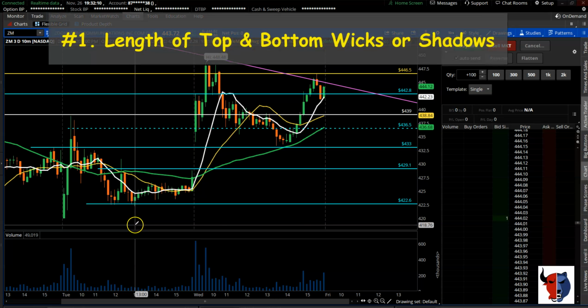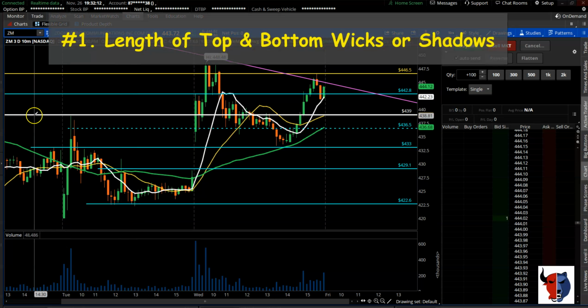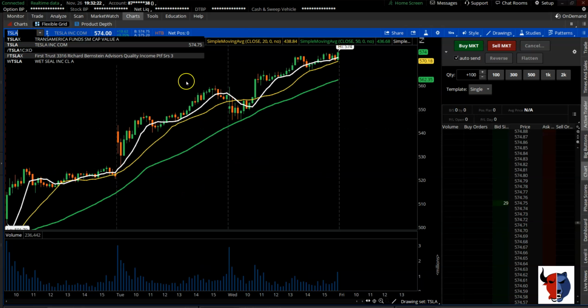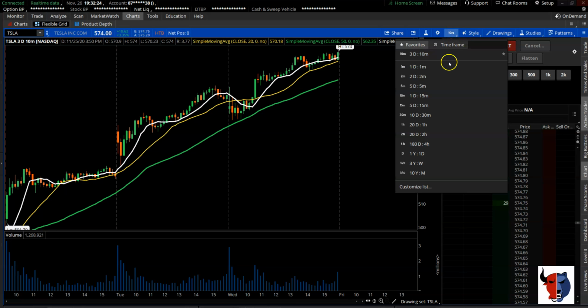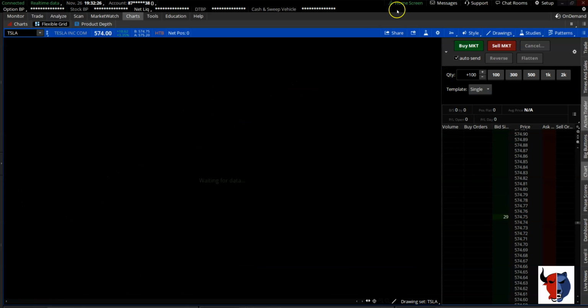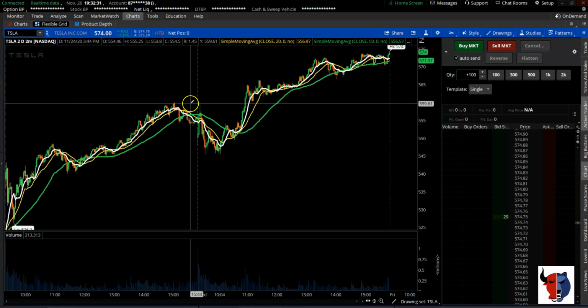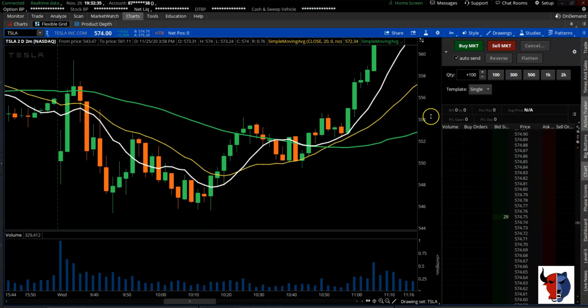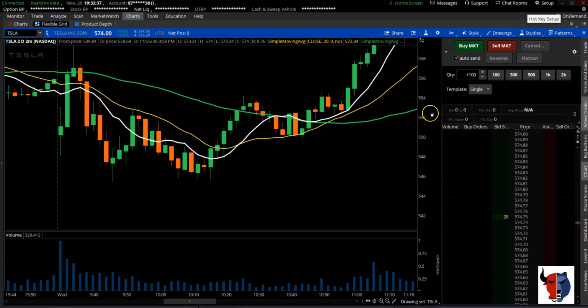So the number one that I would be discussing is the length of top and bottom wicks or shadows. Like always, we look at examples from real charts to understand these concepts. Now here I will be showing you the Tesla 2-minute chart from this last Friday. Let me open it up a little bit.